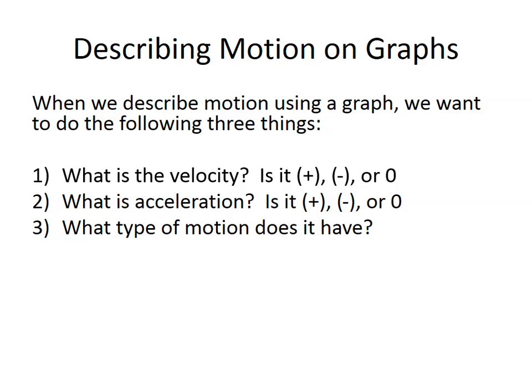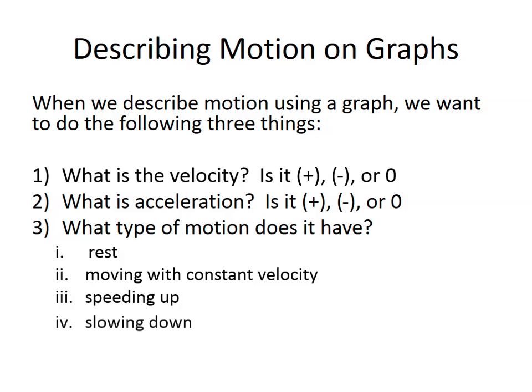Number two, what would be the acceleration? Is the acceleration positive, negative, or zero? And then number three, what type of motion does it have? This is one that we talked about in the last couple of videos. There are a couple different types of motion. The first one would be, is it at rest? Is it moving with a constant velocity? Is it speeding up, or is it slowing down? So those are our big things when we're trying to describe the motion on a graph. We're going to look at velocity, acceleration, and then the type of motion. Those are the three things you're going to have to really be able to describe.